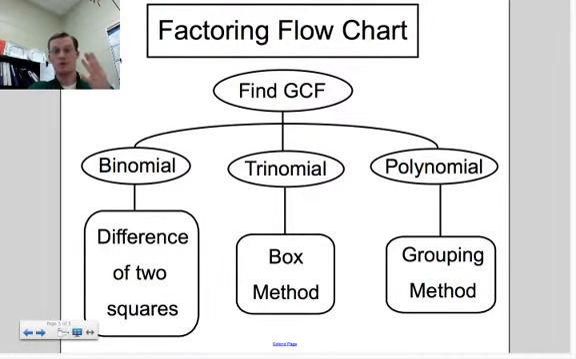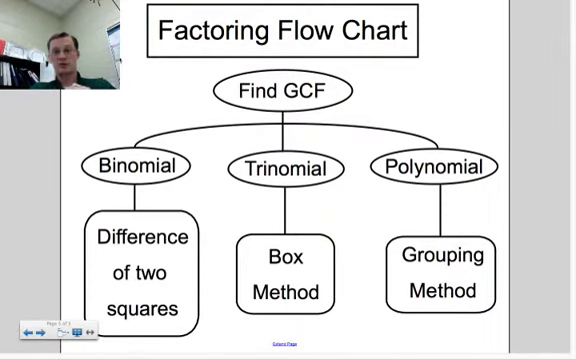If there's a four-term polynomial, we're going to use the grouping method. Grouping method, you look at the first two, you look at the last two, and that was this lesson. Look at the first two, look at the last two, pull the GCF out of each one of those, and then see if those parentheses match. And if they do, you can pull them in together to be one.